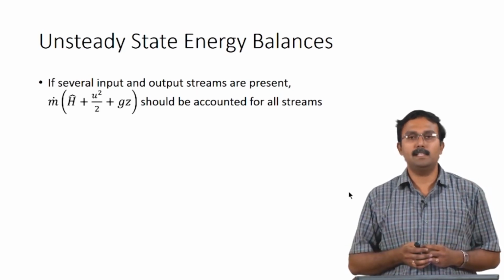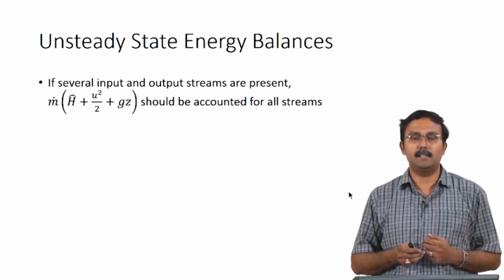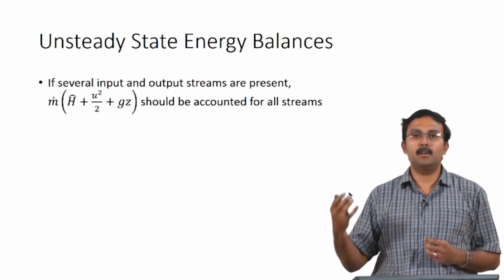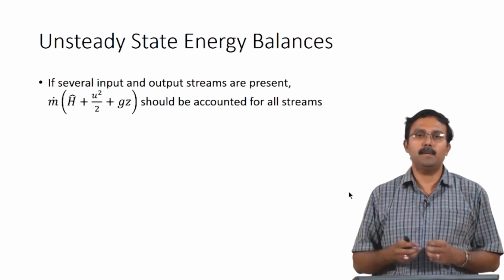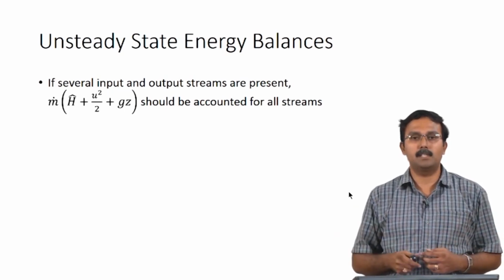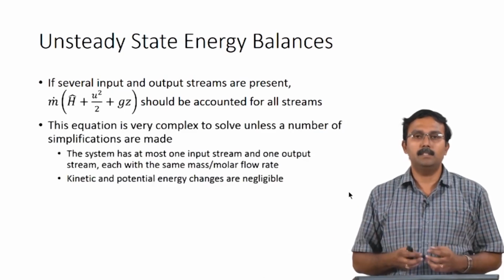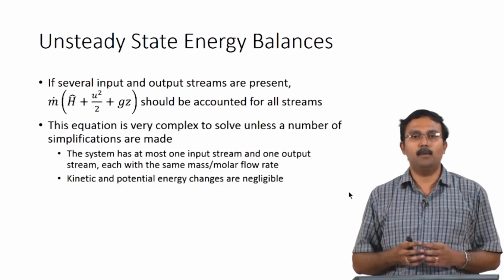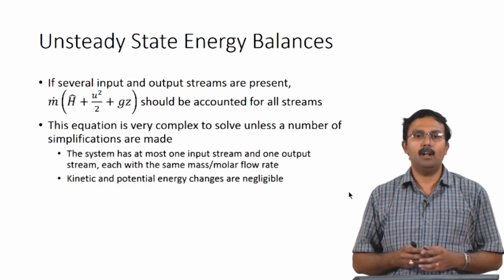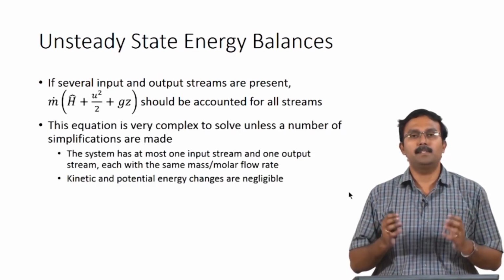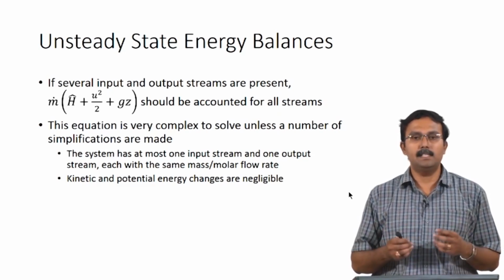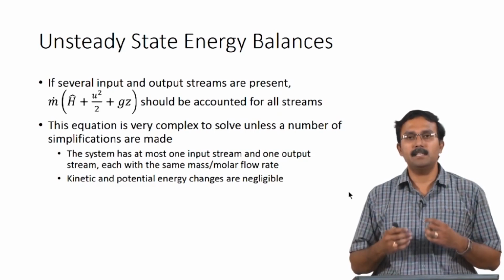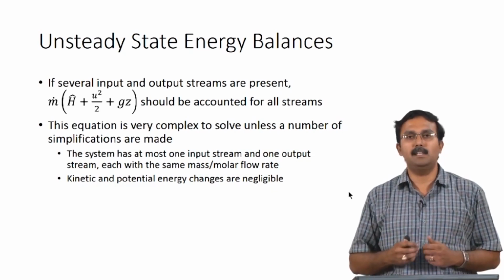The summation of all these has to be accounted for as the inlet energy, and similarly for the outlet streams you would have to find the summation of these terms for all the outlet streams. So, because of this, the equation can get extremely complex and cannot be solved unless a number of simplifications are made. In general there are many simplifications which are commonly done. We will describe what these are.